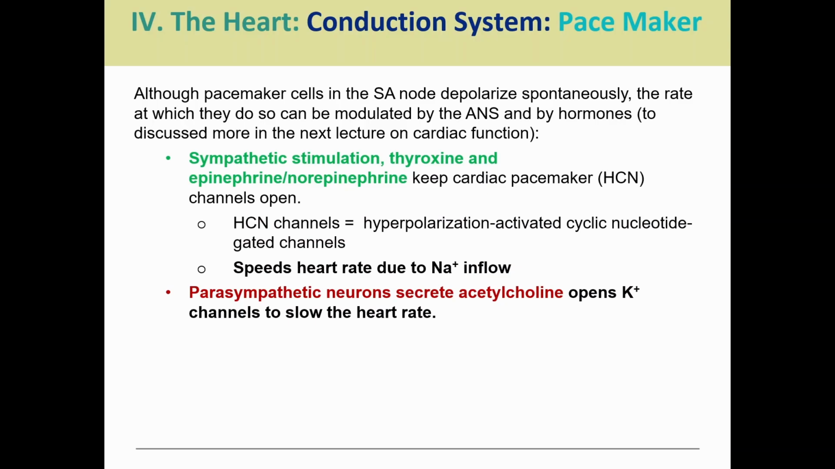So sympathetic stimulation, thyroxine, which increases your metabolism, or epinephrine, these will all increase heart rate because we're opening those channels, we're allowing for that depolarization to happen a lot faster. Whereas parasympathetic, right, we're releasing acetylcholine, which opens potassium channels, and that slows the heart rate because we're not necessarily going to have that depolarization happen like that.